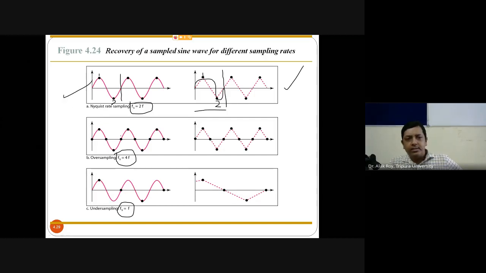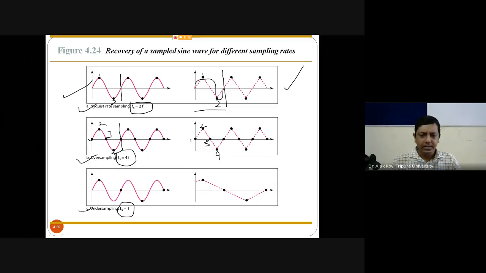Oversampling also can be there. Unnecessarily you will sample at 1, 2, 3, 4, so up to this you are sampling 4 times. It is unnecessary to measure positions 1 and 3; you can continue with only 2 and 4. So it is known as oversampling, while sampling at twice the frequency is known as Nyquist rate sampling.